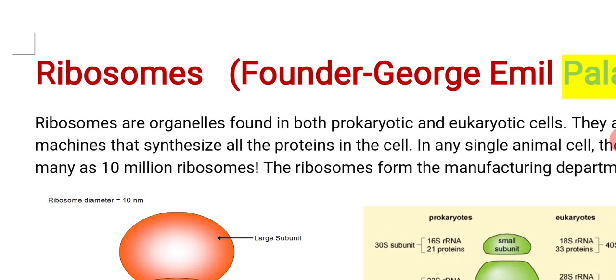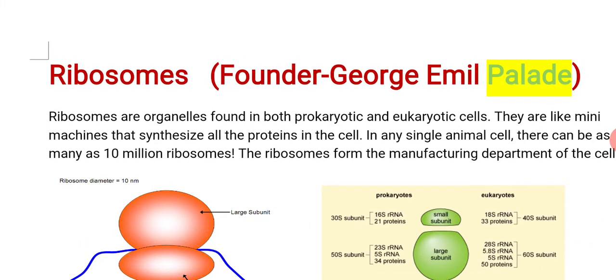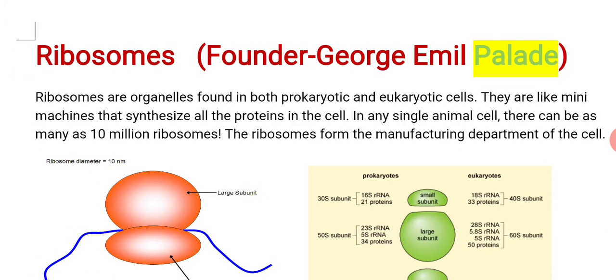Then we will discuss ribosomes. The ribosome was discovered by George Emil Palade. Ribosomes are organelles found in both prokaryote and eukaryote cells. They are like mini machines that synthesize all the protein in the cell. In any single animal cell, there can be as many as 10 million ribosomes. The ribosomes form the manufacturing department of the cell. So ribosomes are the protein factory where protein is synthesized.